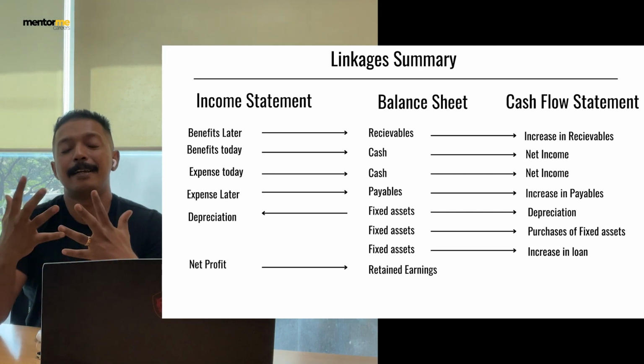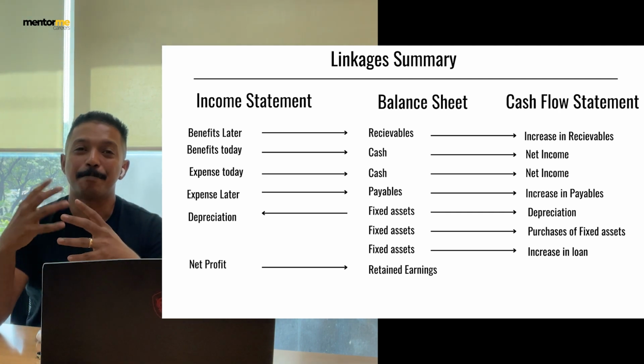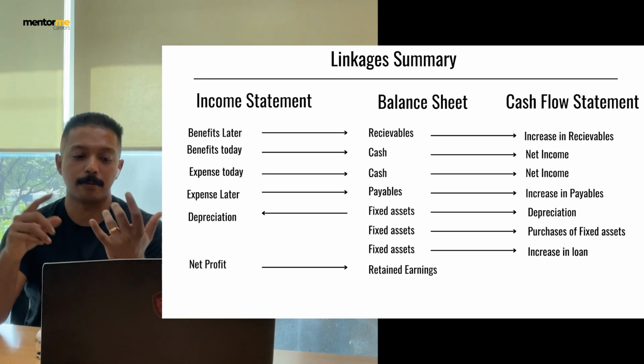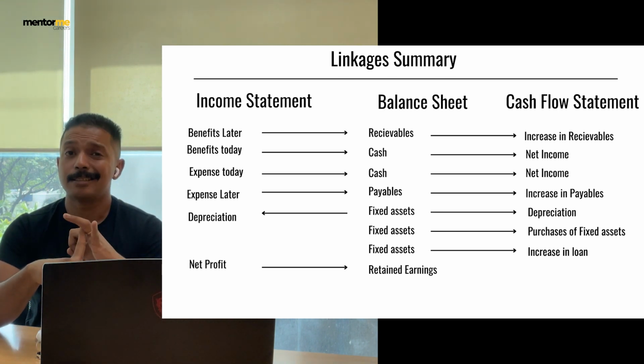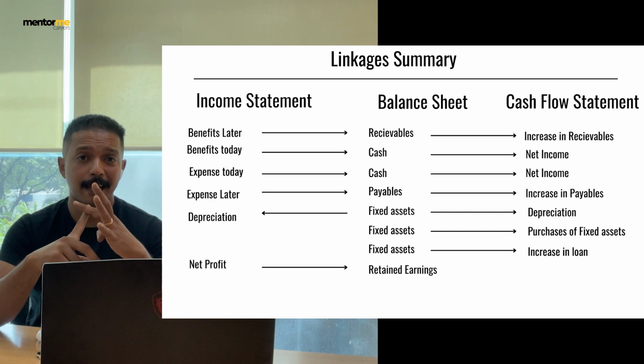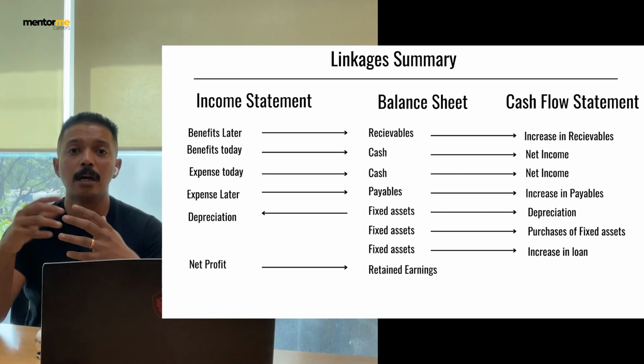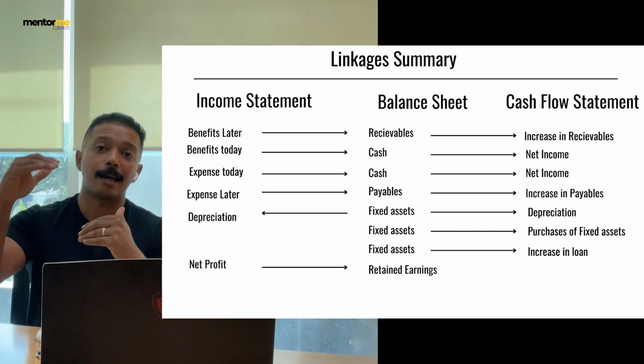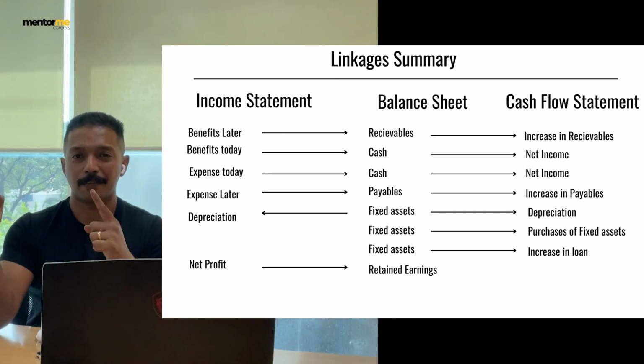So expense later would get classified as payables, right? Of any kind of payable. It could be creditors, salary payable, interest payable, or tax payable, any kind of payable account. So that gets created as a liability account, but it has a positive effect on your cash flow statement because you're not paying, right?